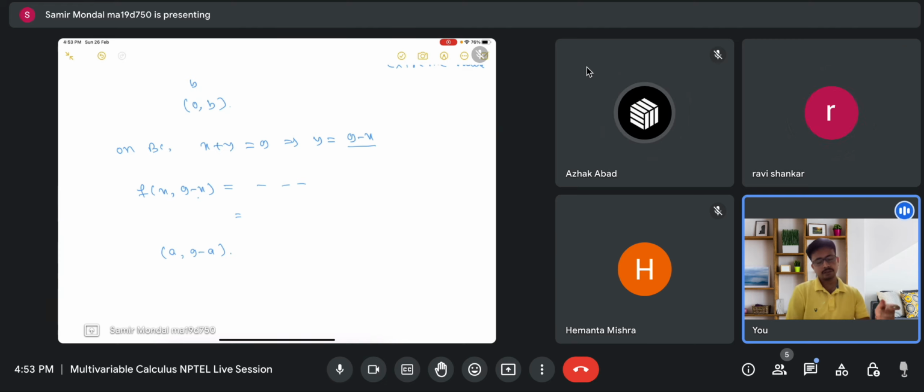Then check all the points and decide which is the local maxima, which is the local minima, and check the absolute also. Try to solve it at home, then we will discuss in the next class. Do you have any question? Thank you, sir.